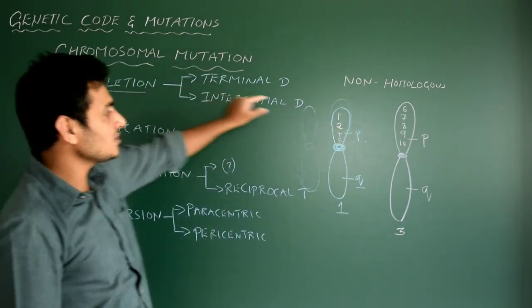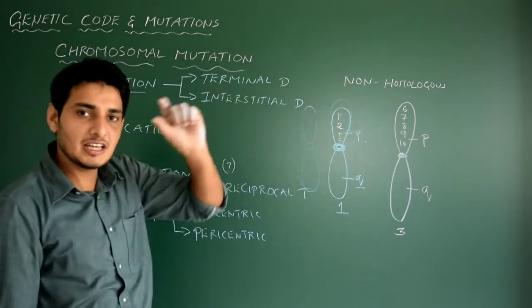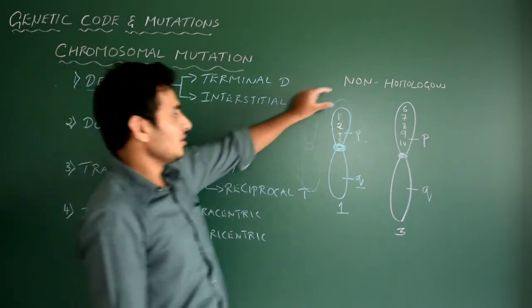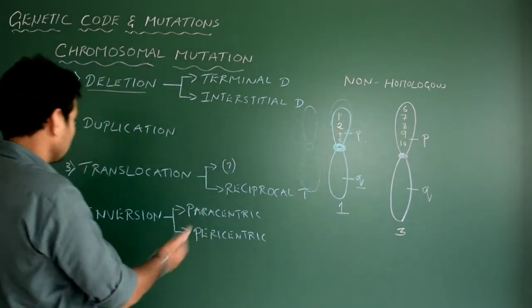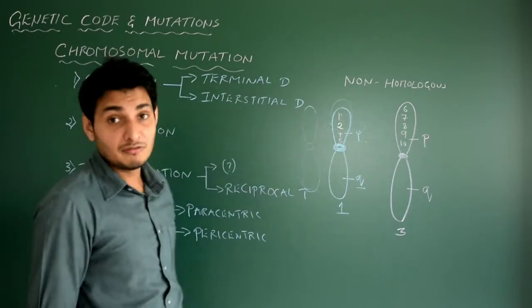In terminal means here, the terminal side of the chromatid, the genes are now removed. The entire piece of the chromatid is now removed. We don't know what's the fate of that removed piece. It may join with some other chromosome that is also there. Anyhow, we are going to talk about that in translocation. Just remember it.